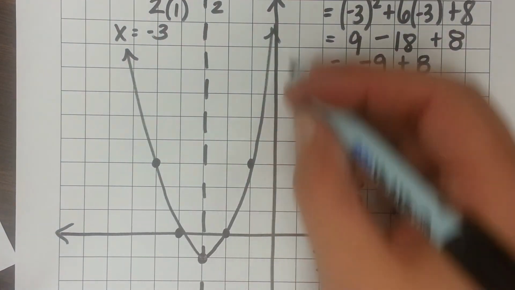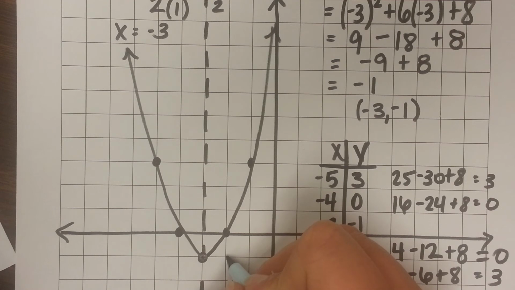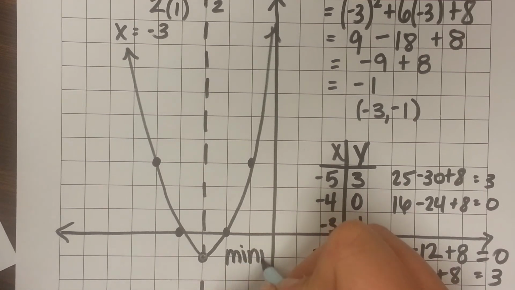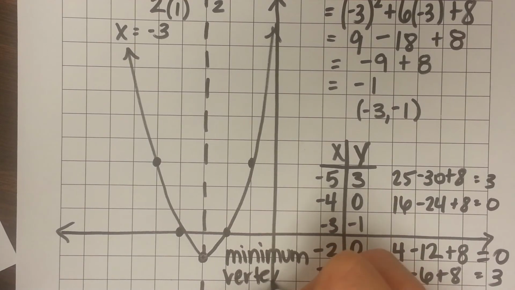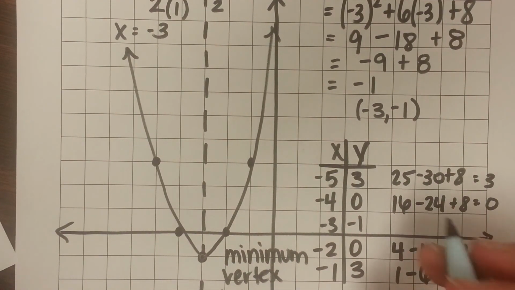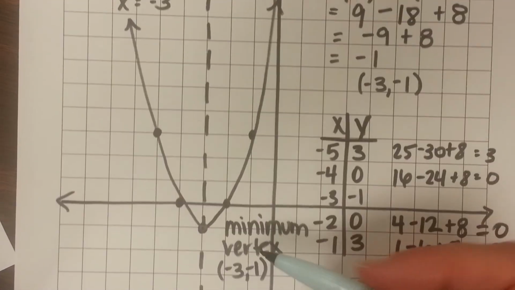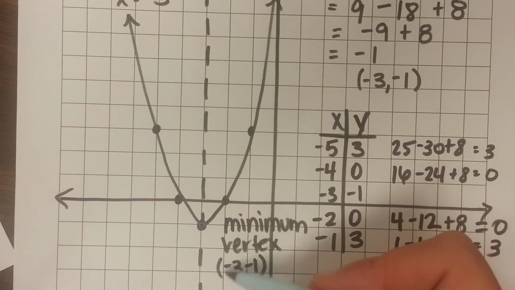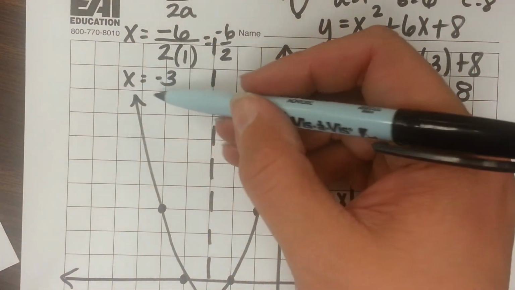Remember, the lowest point on our parabola is our vertex point. This one happens to be a minimum. And it shows that our vertex point is on the axis of symmetry. Notice the vertex has an x value of negative 3, and our axis of symmetry is x equals negative 3.